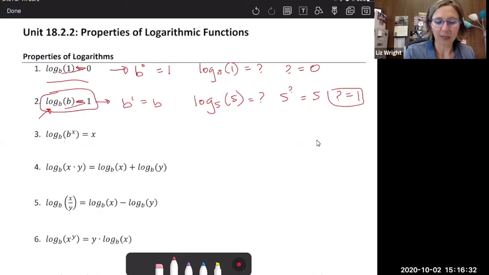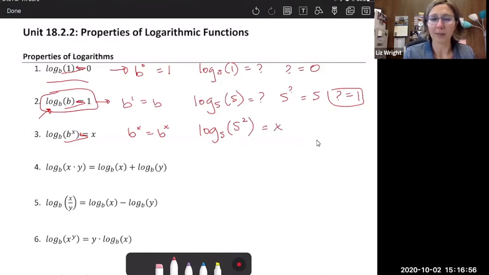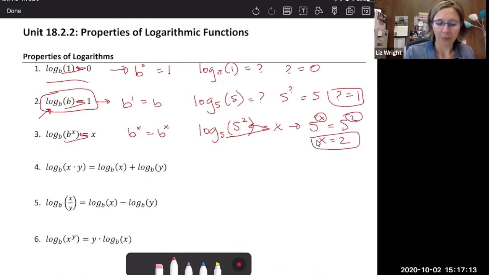This next one, if we convert it into exponential form, says b to the x equals b to the x, which makes sense, right? If we put some numbers in there, it would be like if we had log base 5 of 5 squared equals x. I want to know what x equals. Well, x is going to equal 2, because that means we have 5 to the x equals 5 squared. So x has to equal what this equals, and so x equals 2 for that one. All right.